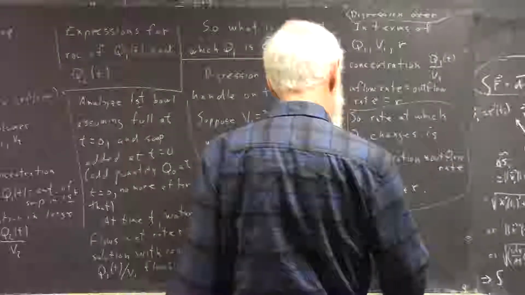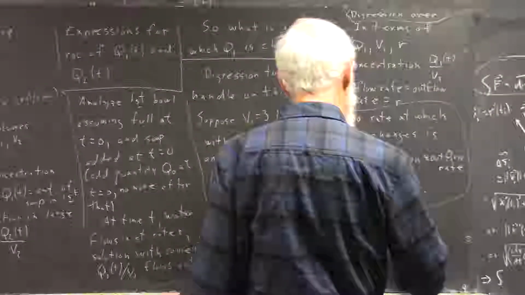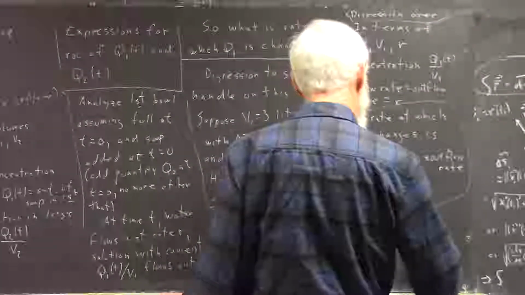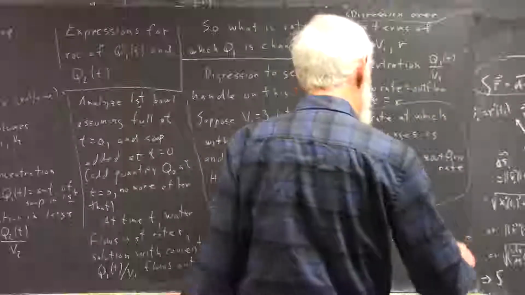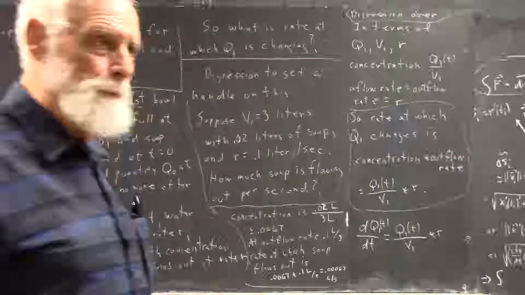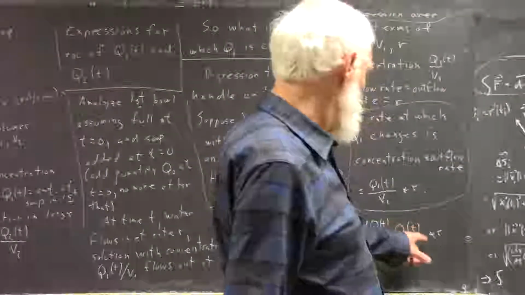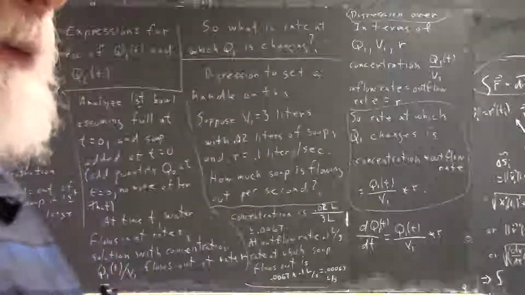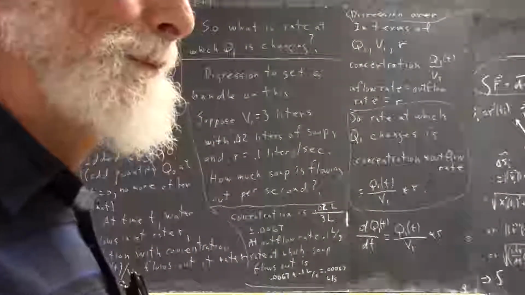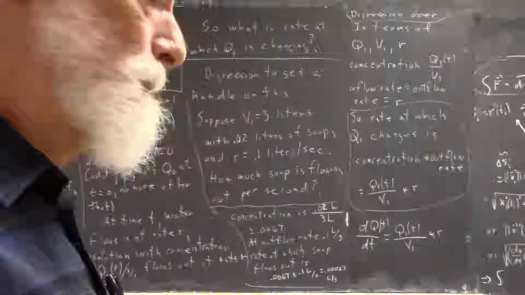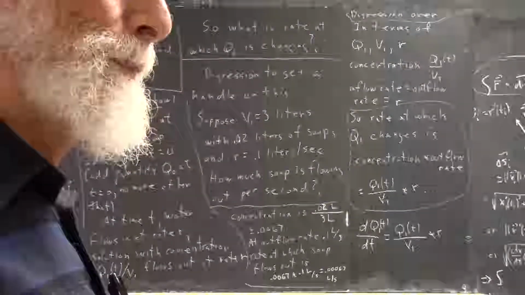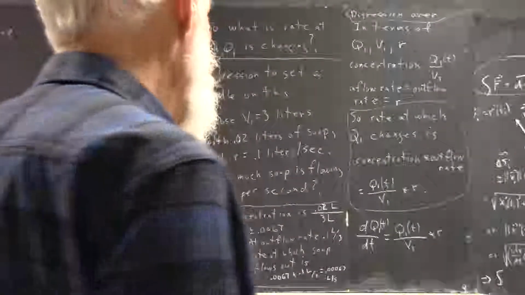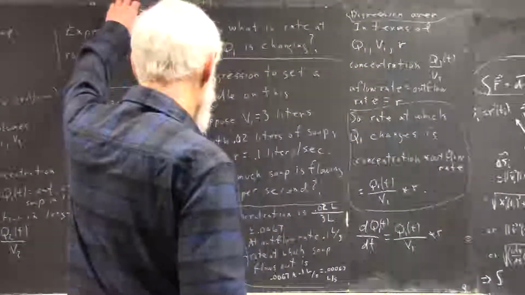So dq1/dt equals q1, and we'll put the t on both the q1s, over v1 times r. Now the only thing that's a function of time is q1. All these others are constants. So what technique are we going to use to solve this equation? I guess separating. Yeah, we separate variables. What's the equation going to look like when we separate the variables?